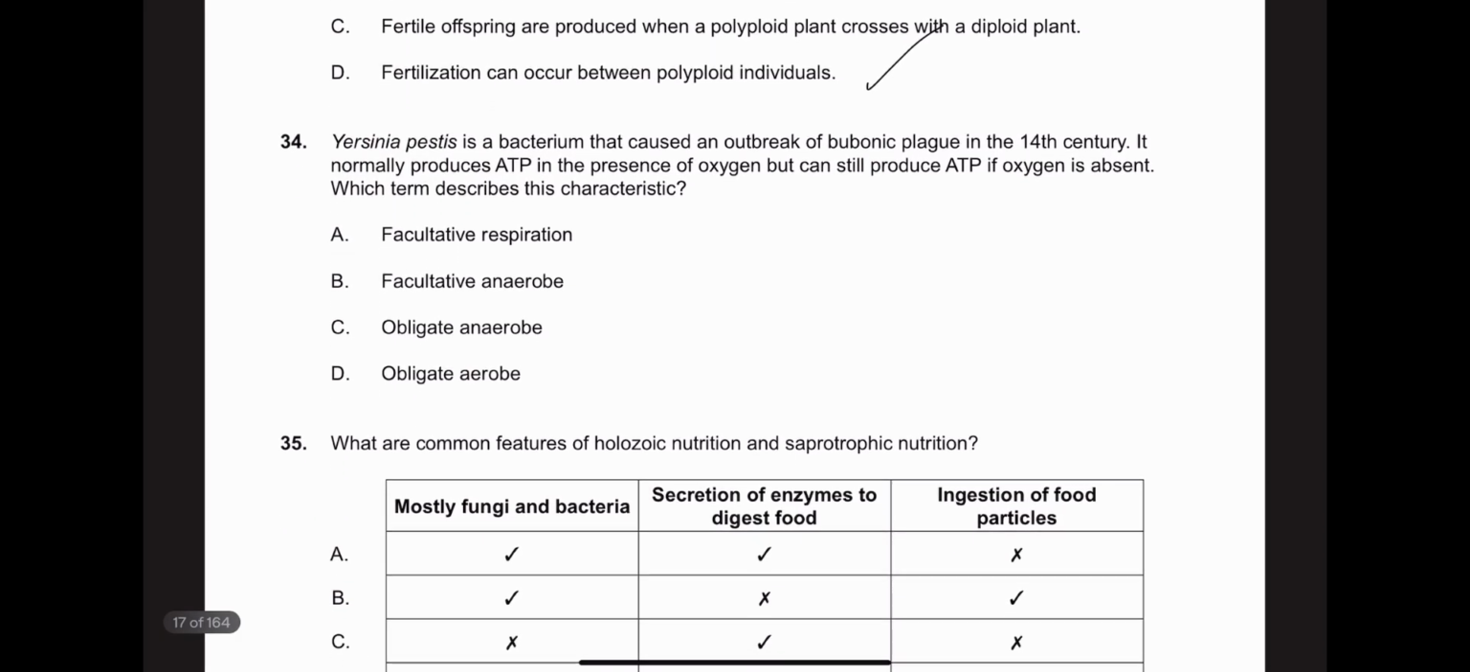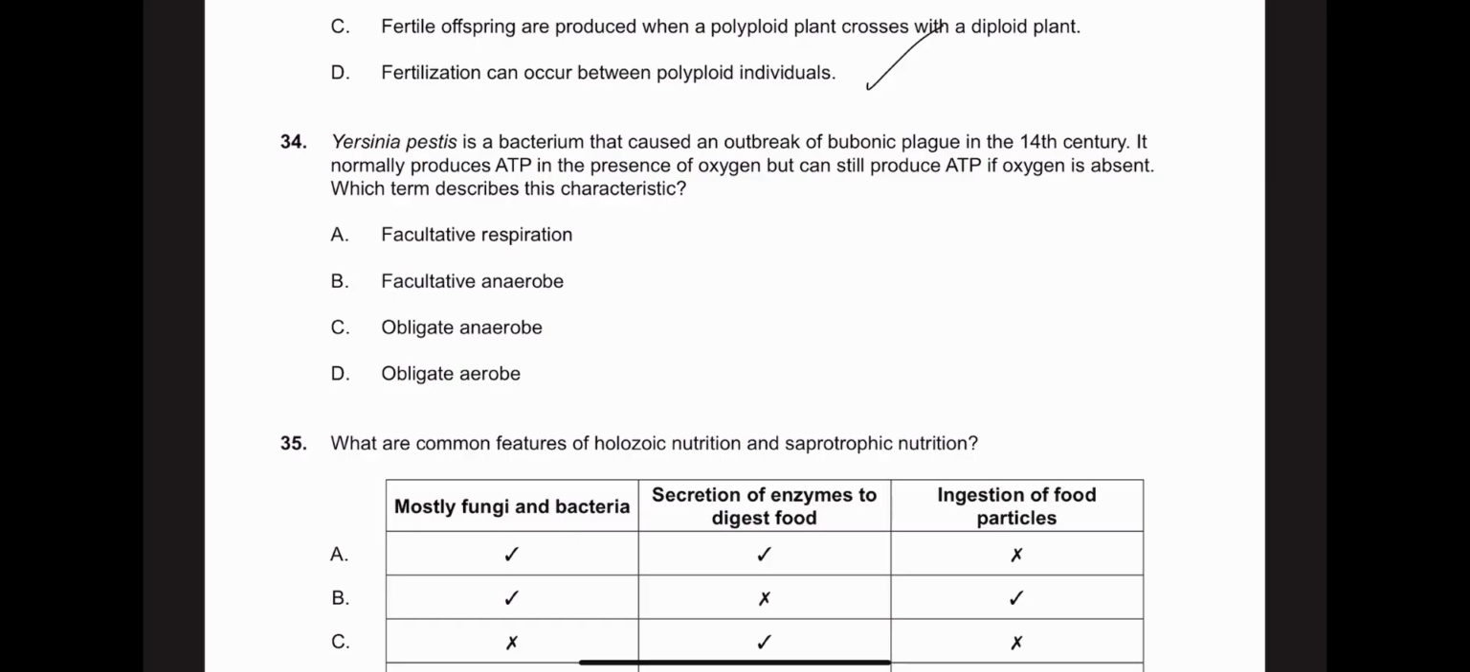Yersinia pestis is a bacterium that caused the outbreak of bubonic plague in the 14th century. It normally produces ATP in the presence of oxygen, but can still produce ATP if oxygen is absent. Which term describes this characteristic? So it's essentially asking us which term describes a bacteria that can produce ATP even if oxygen is absent.